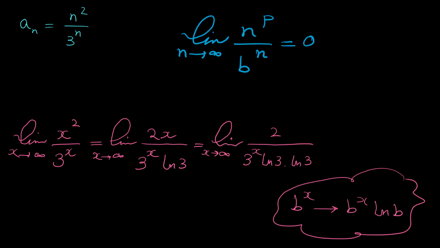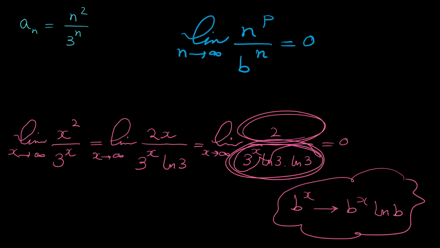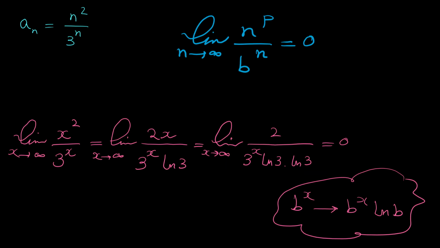What is this limit? It is 0, because we have a number over infinity. 3 to the infinity is infinity. From the beginning, we knew that this is 0. But now we have a proof.